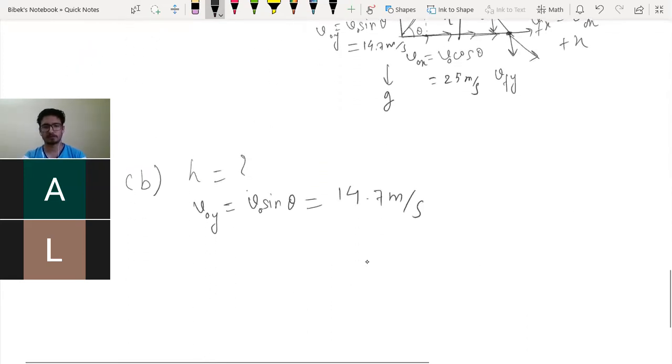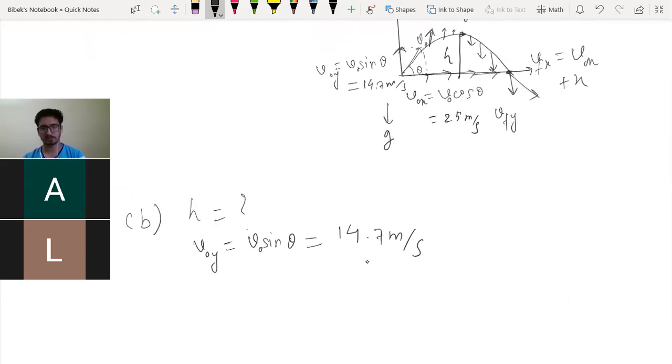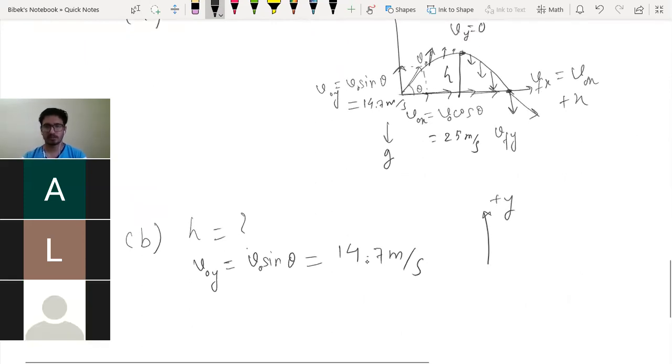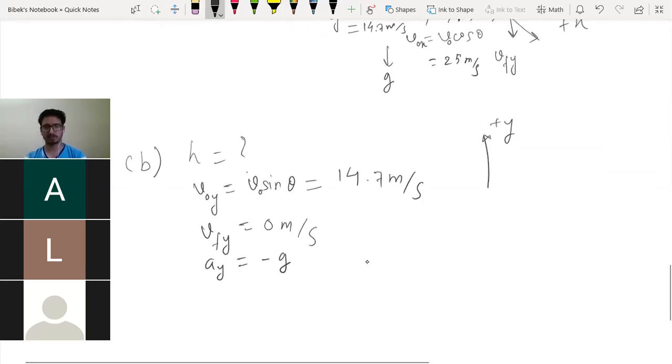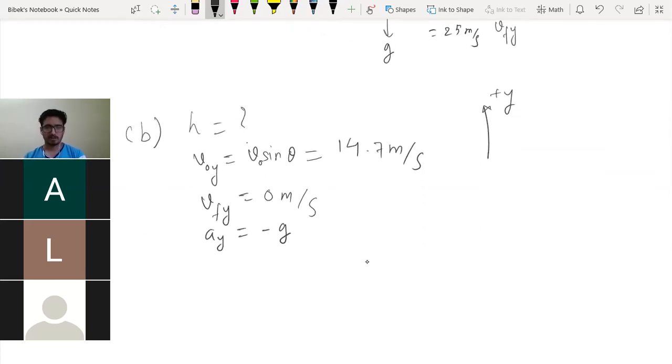So we have 14.7 meters per second as the initial velocity towards y, and it reached zero at the maximum height. So your final velocity at half of the travel time is zero. You know the acceleration a_y is minus g, that's the acceleration due to gravity. Why minus? Because g is towards negative while you're moving towards positive y, so you need to take negative g.